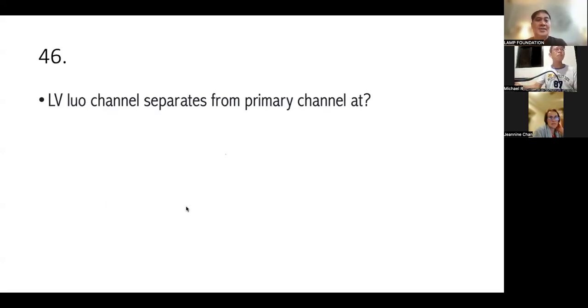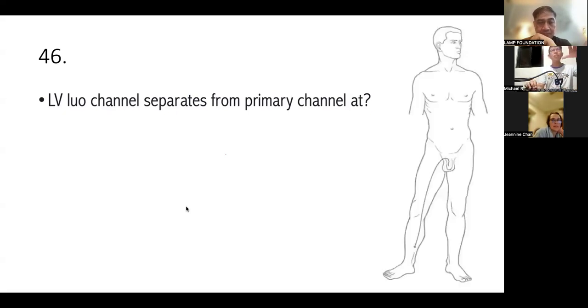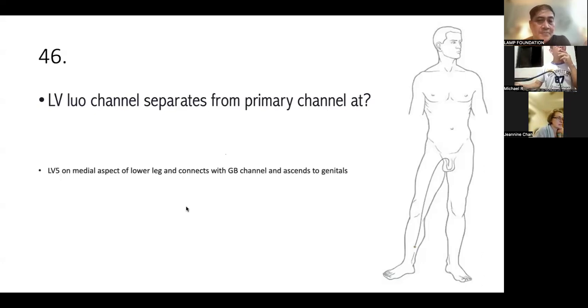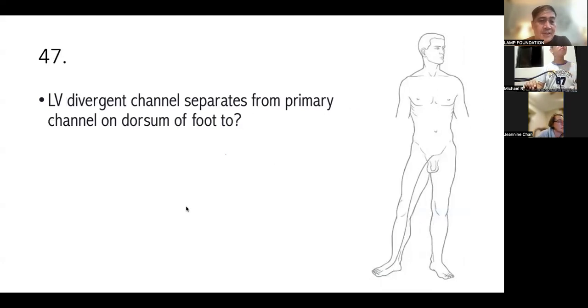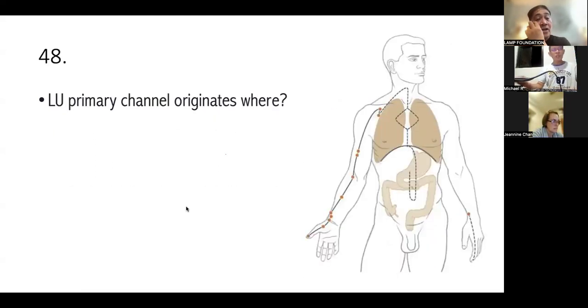Number 46, the liver collateral channel separates from the primary channel. At what point? Liver 5, LR5, at the middle aspect of the lower leg. Ang sukatan po natin ng liver 5 is very close po sa spleen 6. Yeah, very good. Next, the liver divergent channel separates from the primary channel on the dorsum of the foot, ascends to the pelvic region where it converges with the gallbladder primary channel. Okay, very good. Where does the lung primary channel originate?